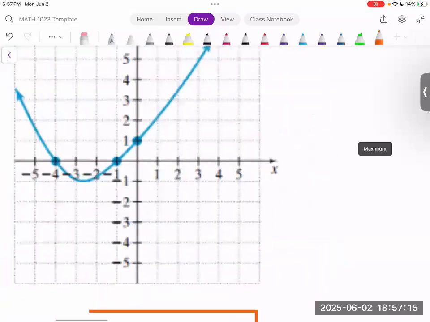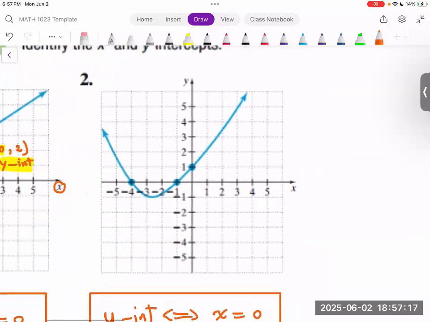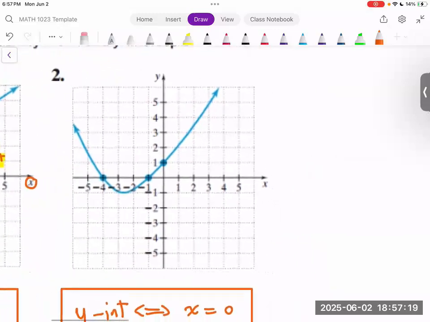Now, I can do the same thing with a different graph. It doesn't have to be a line, by the way. It can be any graph. And here, if I'm looking for the intercepts, as you can see, there are 3 of them. Two of which are x-intercepts, and one of them is a y-intercept.